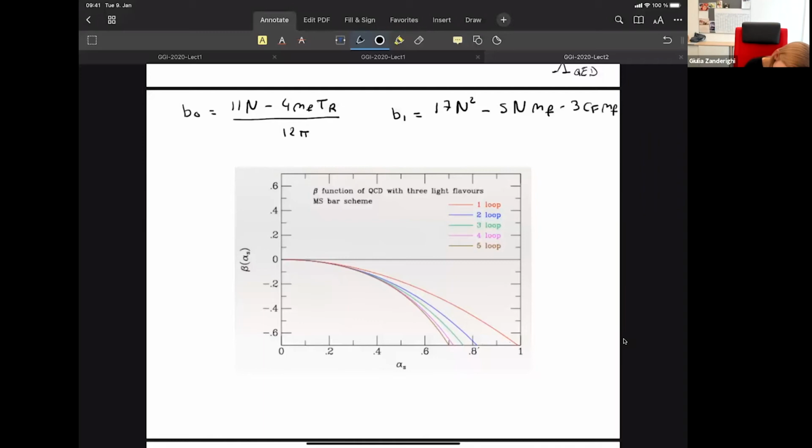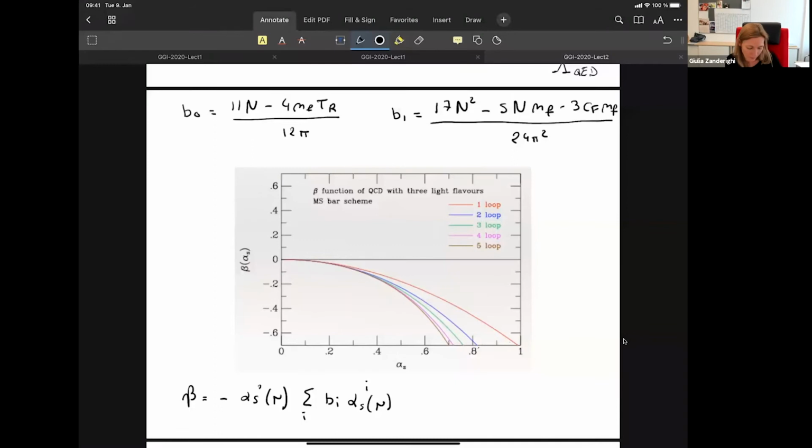Okay. Now the other coefficients, these are the coefficients that enter this relation where you write beta typically in this form, alpha s squared, and then you write this as a sum, bi alpha s to the power i. And these are the coefficients. As I said, these are known to many orders, but very often you only find these two quoted.